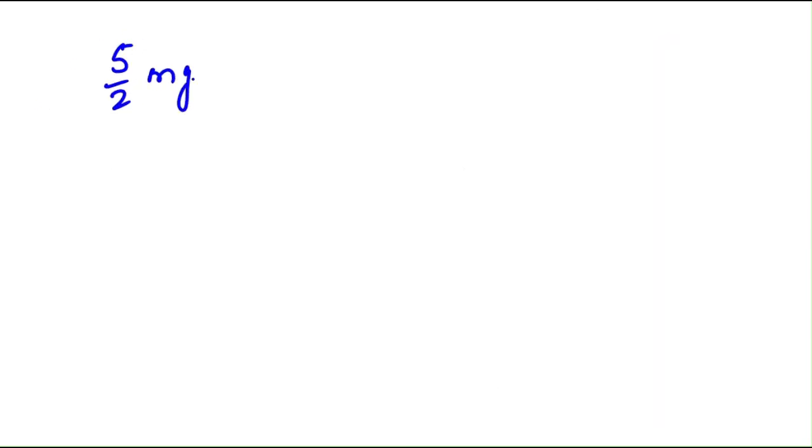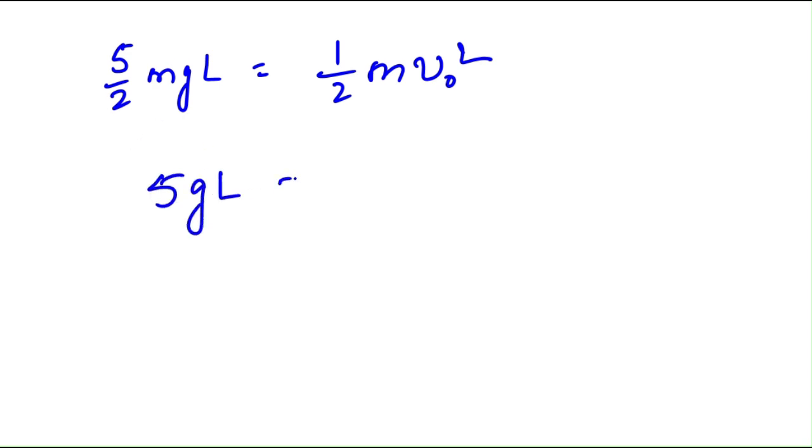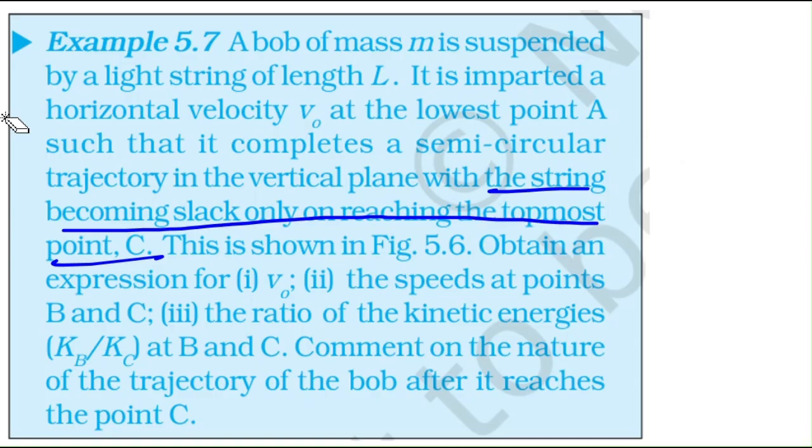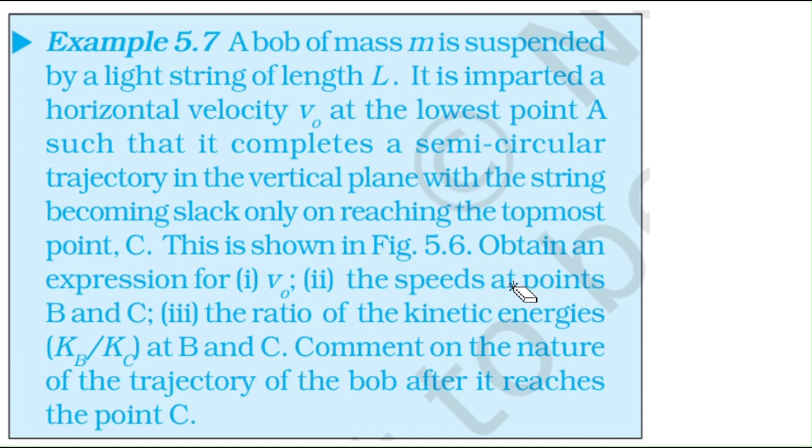5 by 2 mgl equals to 0 plus, we are leaving 0 here, 1 by 2 v naught square times m. Okay, so this will be 5 times gl equals to v naught square, and then v naught equals to under root 5 gl. This expression we had to derive. So we have obtained the expression for v naught, what we have done already. Now we are going to obtain the speeds at points B and C as well.